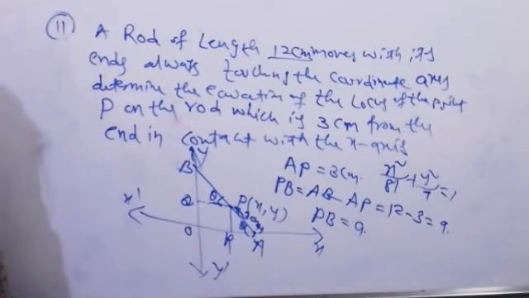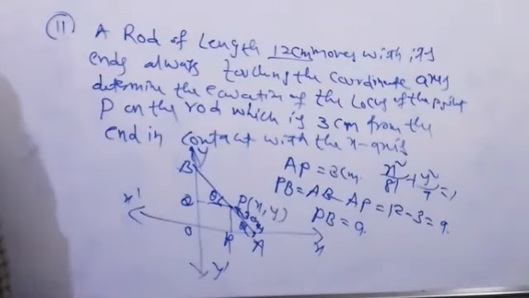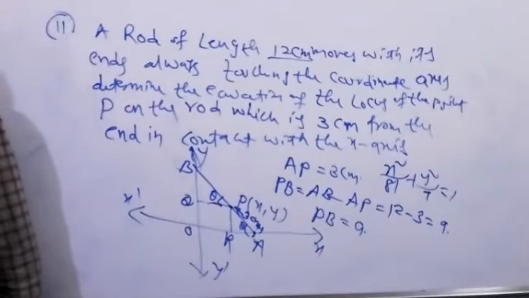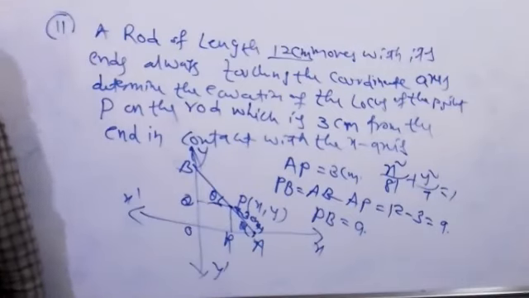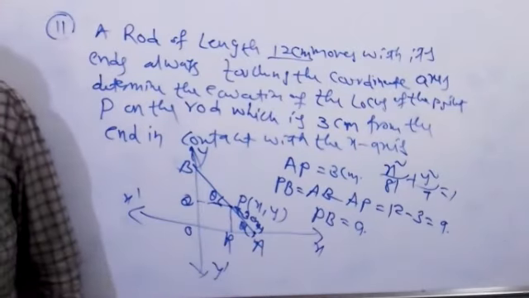Sin square theta plus cos square theta is equal to 1, identity. Or else, opposite square plus adjacent square is equal to hypotenuse square. Then we will get an ellipse only, right? Not a circle.